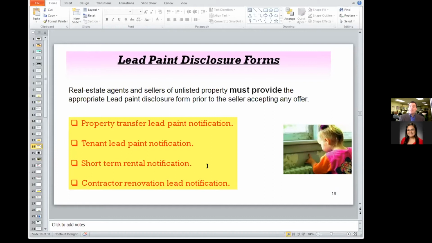And then, of course, there's the contractor renovation lead notification. So anybody working on a home in the United States built before 78, and they're disturbing things, sanding the walls or doing construction, scraping, painting, they would have to give another form called a Renovate Right booklet. They would have to give this to the tenants and the landlord, or everybody's in trouble. So there's another mandatory form for contractors.